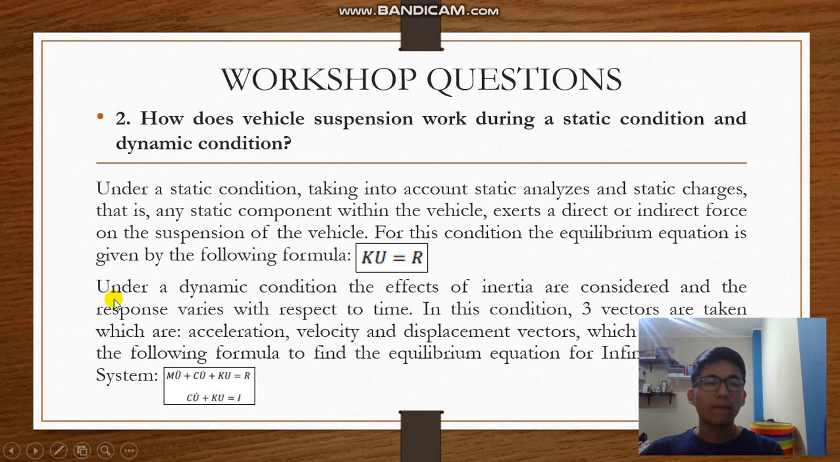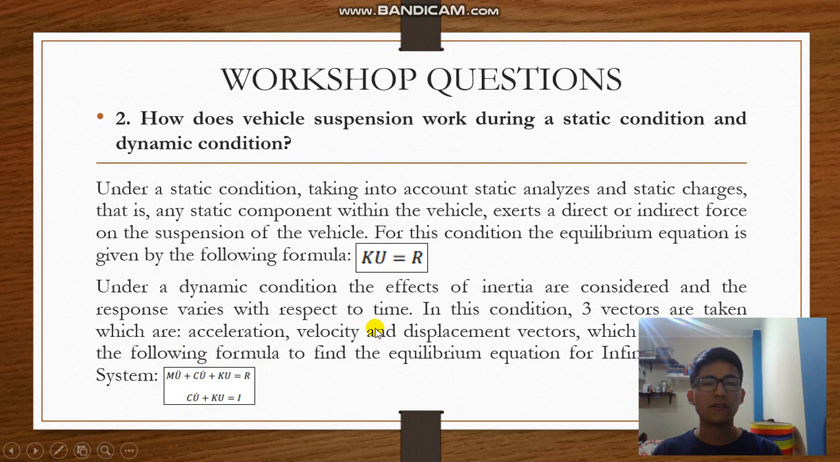Well, the second condition is about dynamic analysis. The effects of inertia are considered, and the response varies with respect to time. In this condition, in this formula, we can see the three vectors that are taken, which are acceleration, velocity, and displacement. The following formula finds the equilibrium equation for an infinite steps system.